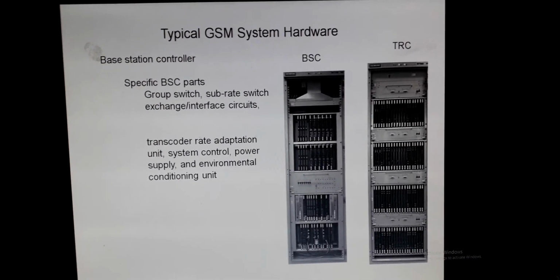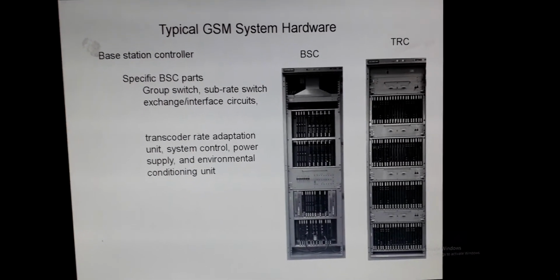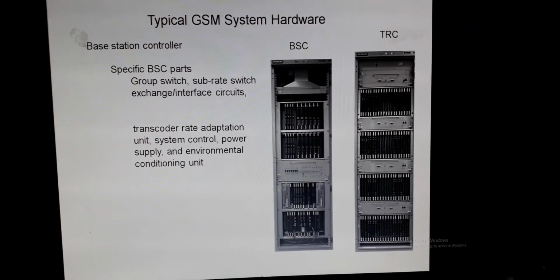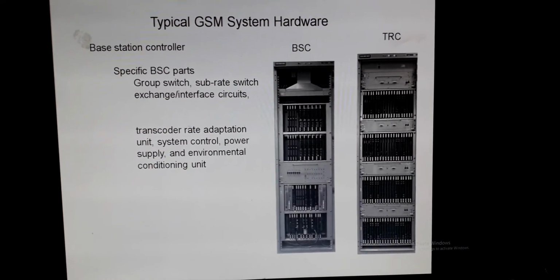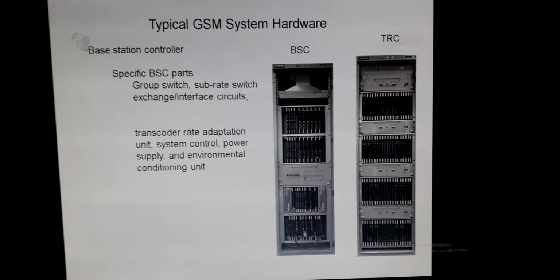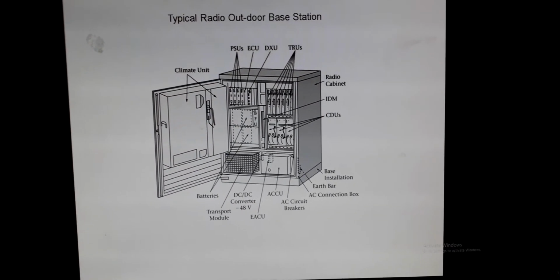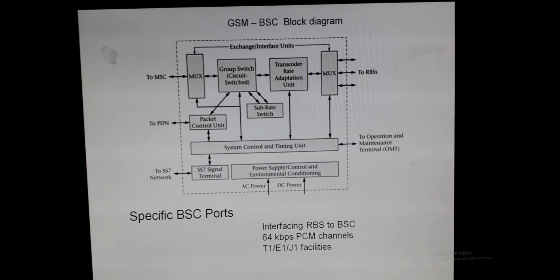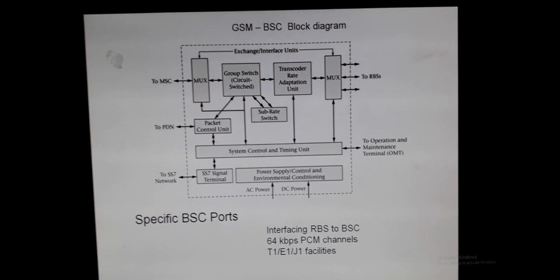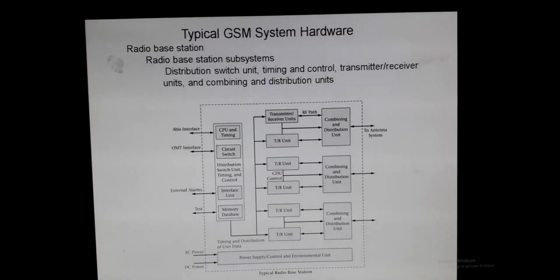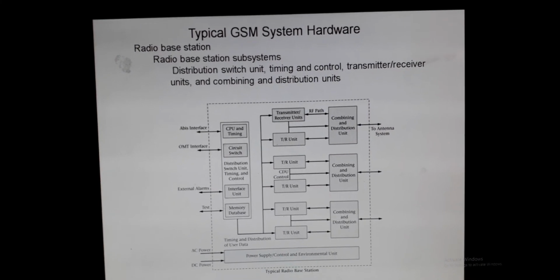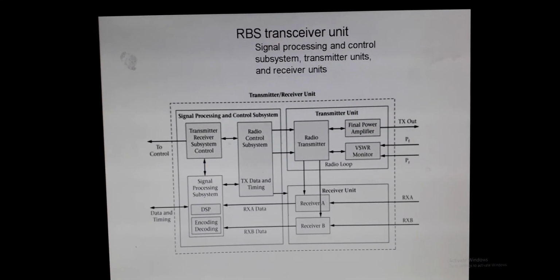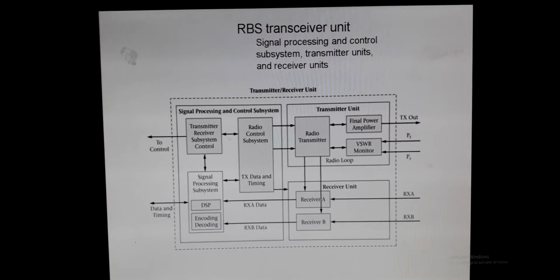These are some hardware components, how the BSC looks, how the TRC, the transcoder, looks. The transcoder converts speech to a PCM signal. So this is an outdoor base station. This is the GSM block diagram. The group switch can be seen there, a very important hardware component. T and R units are seen there, the RBS, transceiver unit.